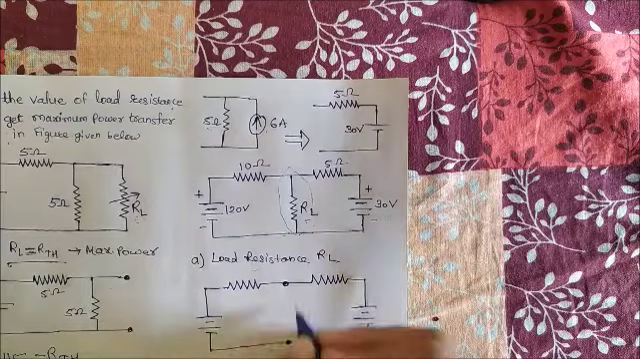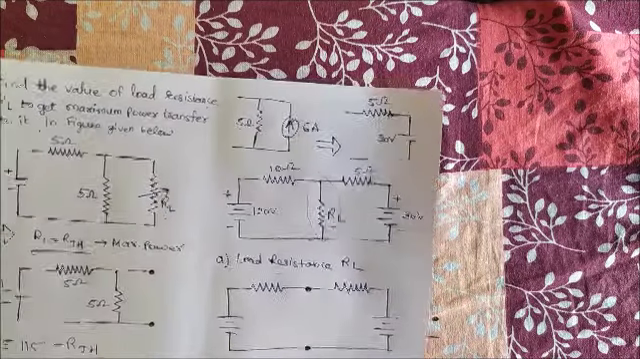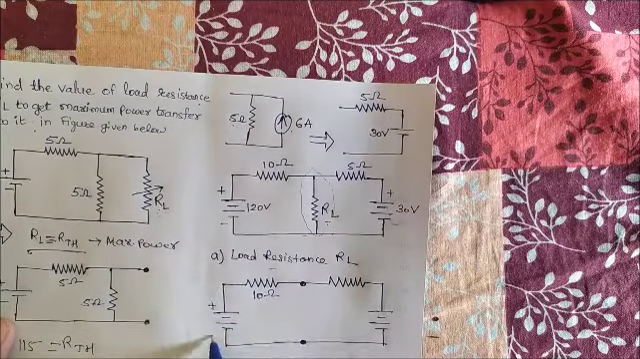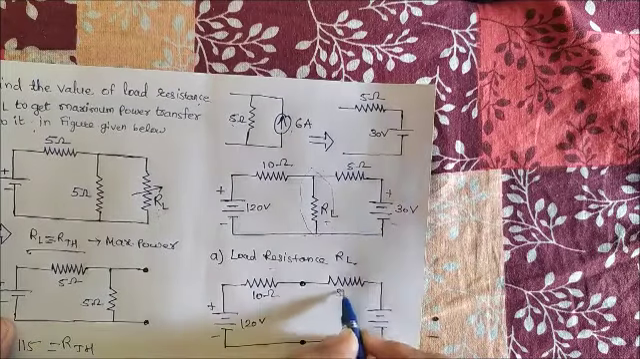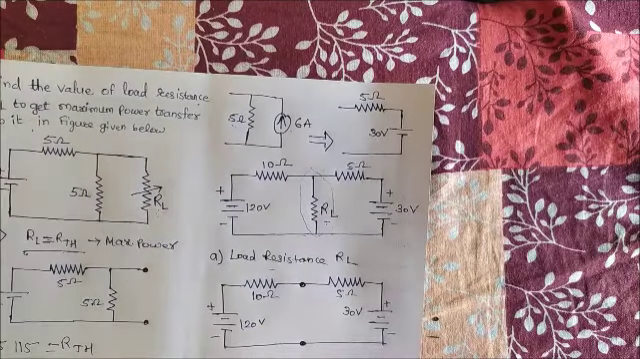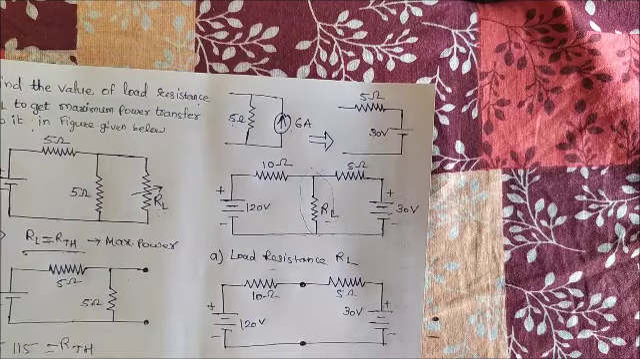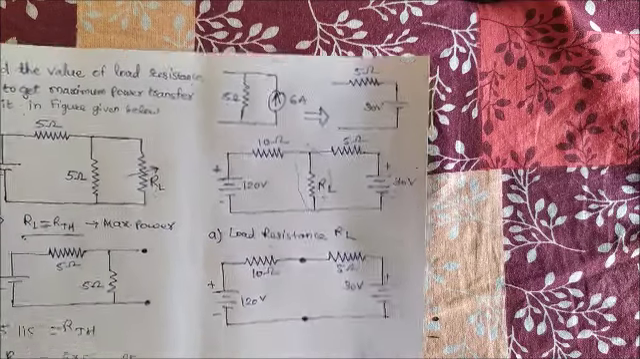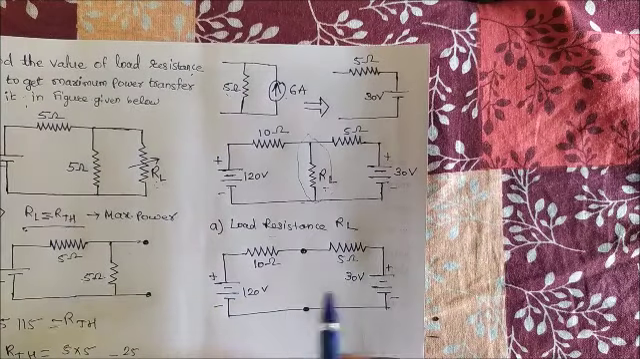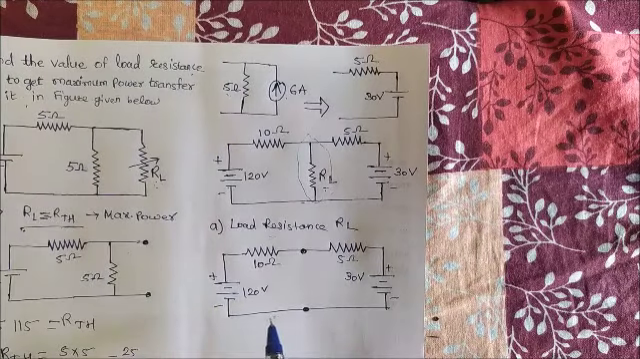And see here, we have open circuited this branch, and hence we are represented with this point. Okay, and this is your 10 ohm, this is your 120 volt, 5 ohm, and 30 volt. Now if we apply KVL here, then after applying the KVL, we can get the value of current flowing through this circuit, and then we can find out the RTh.